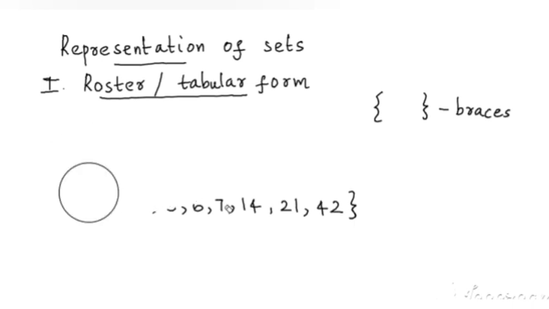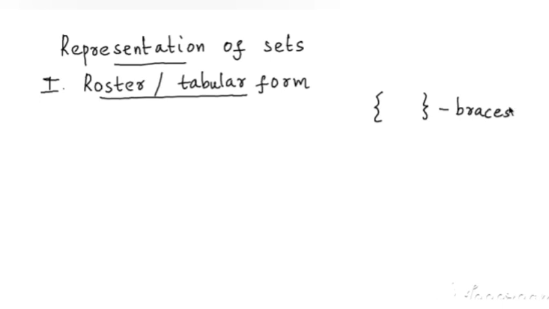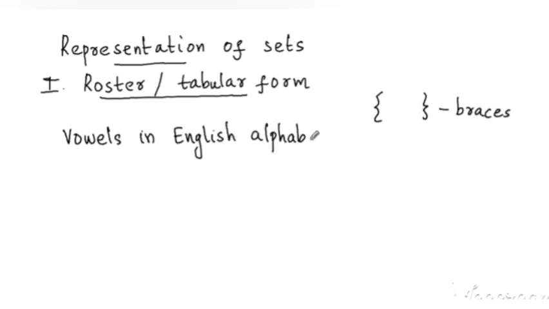Now we can move on to another collection. Consider the set of vowels in the English alphabet. What are the vowels in the English alphabet? We know that they are a, e, i, o, u. So you have to separate the letters by commas and write them inside the braces: a, e, i, o, u. This is the roster form of this set.